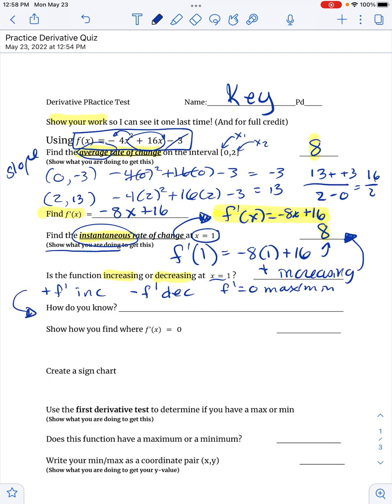So here it says, how do you know? You want to be able to write that the derivative's value at 1 equals a positive number. And so that leads me to believe that it is increasing.